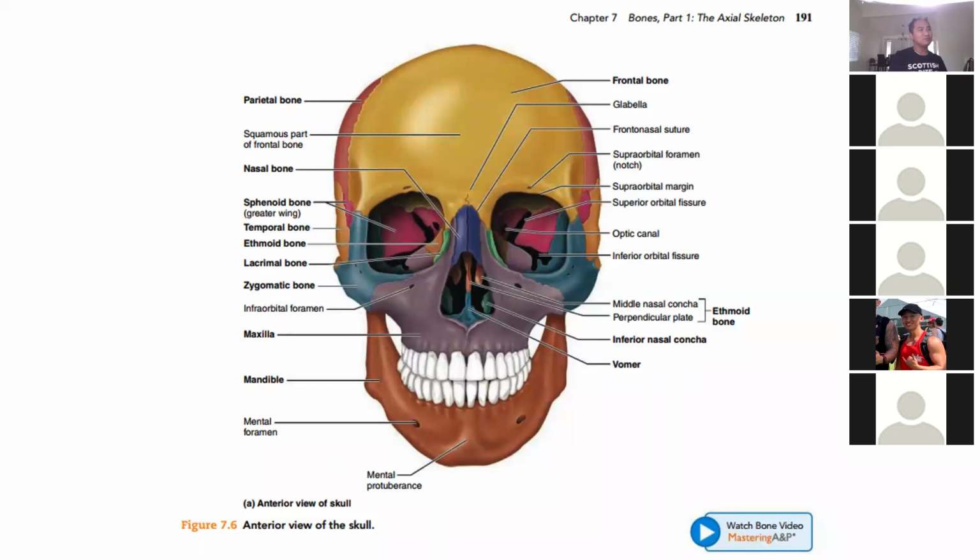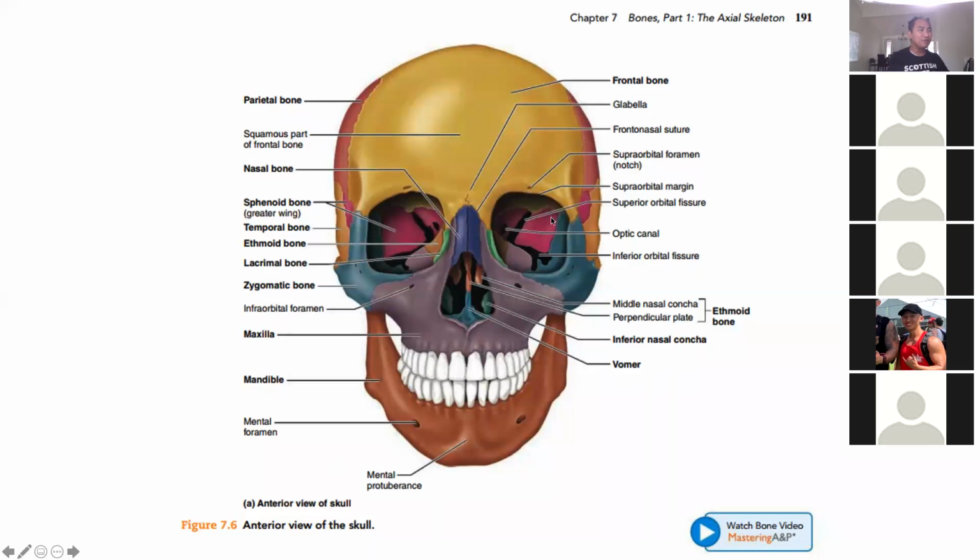Yeah, so not difficult, but if you look inside the orbit at the back, we have the fissures. These are the little cleft openings which bring the nerve from the eye into the brain. So these are the little clefts. That is what we call fissures.